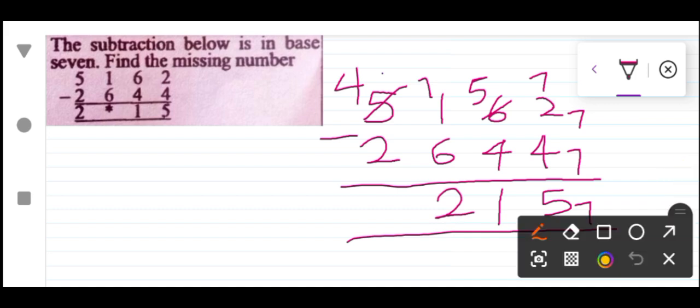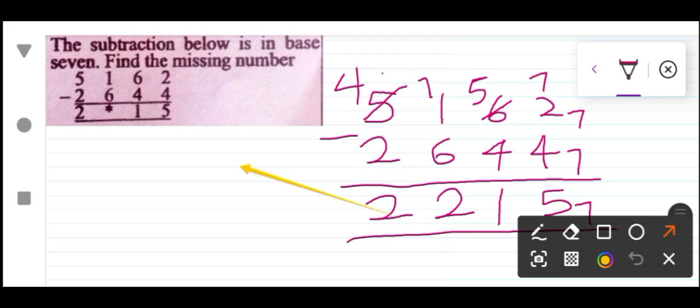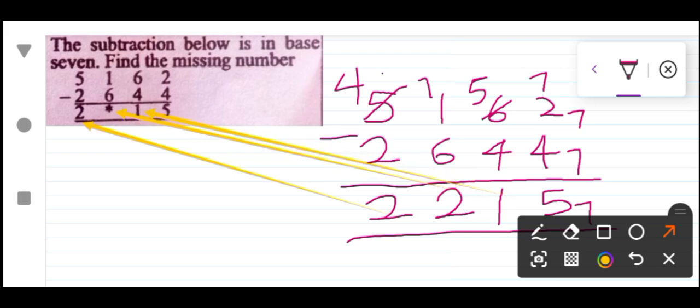And lastly, we have this. 4 minus 2, which is 2. And we can see that the value right here is 2, 1, and 5. And the missing number, guess that? That's good. The missing number is 2.